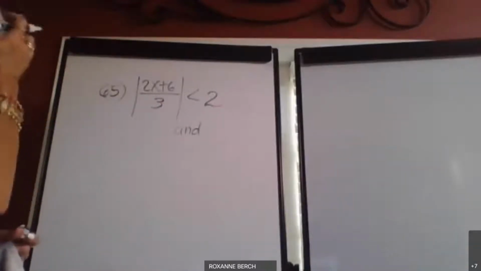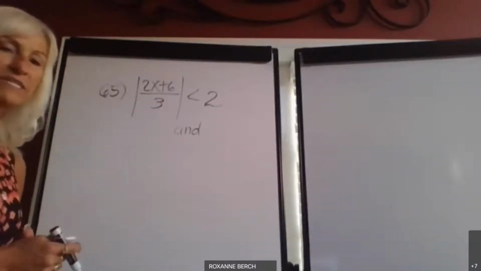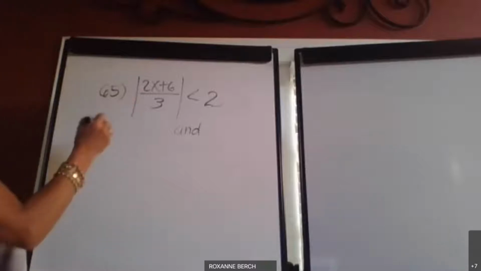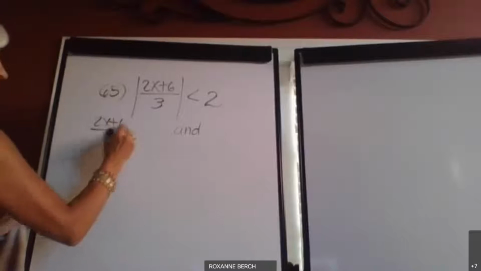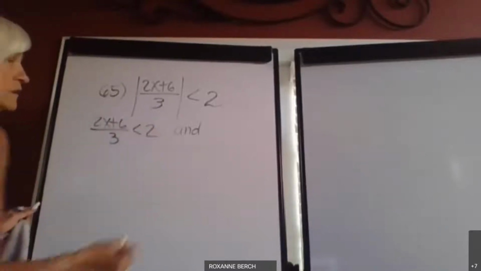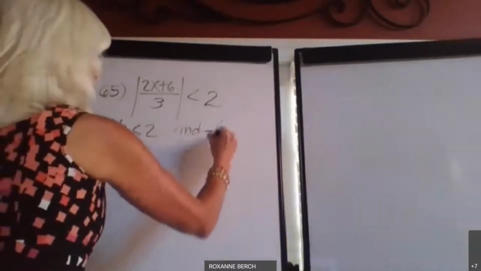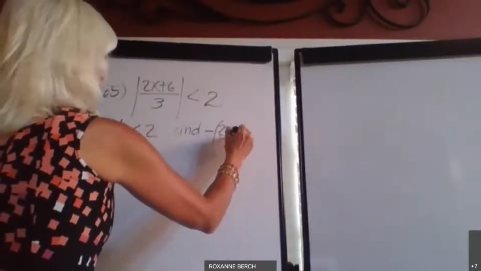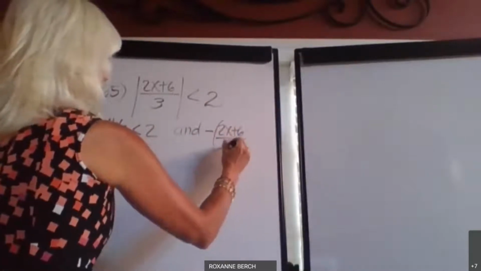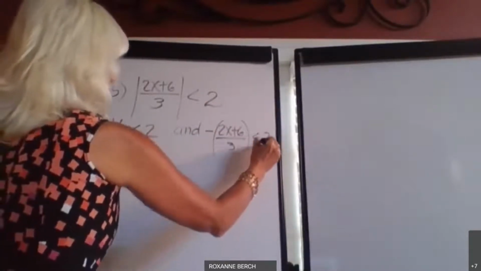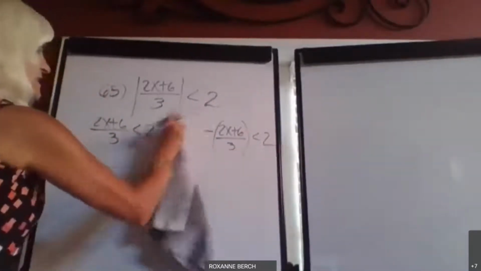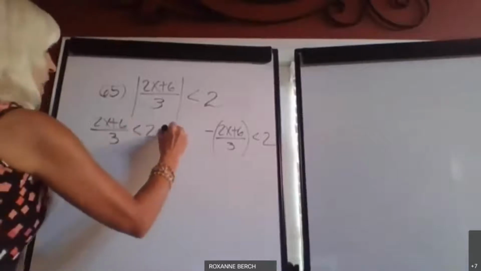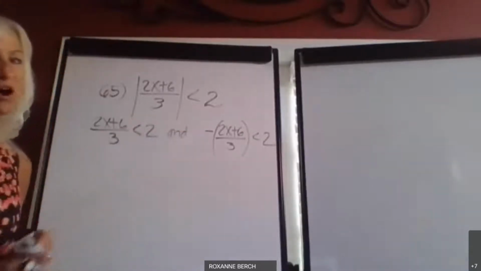So what you're going to do is you have to write a compound sentence. So you're going to have (2x plus 6) divided by 3 is less than 2. And in the negative case is (2x plus 6) divided by 3 is greater than negative 2. So those are your two cases. This is the only way to get rid of the bars.